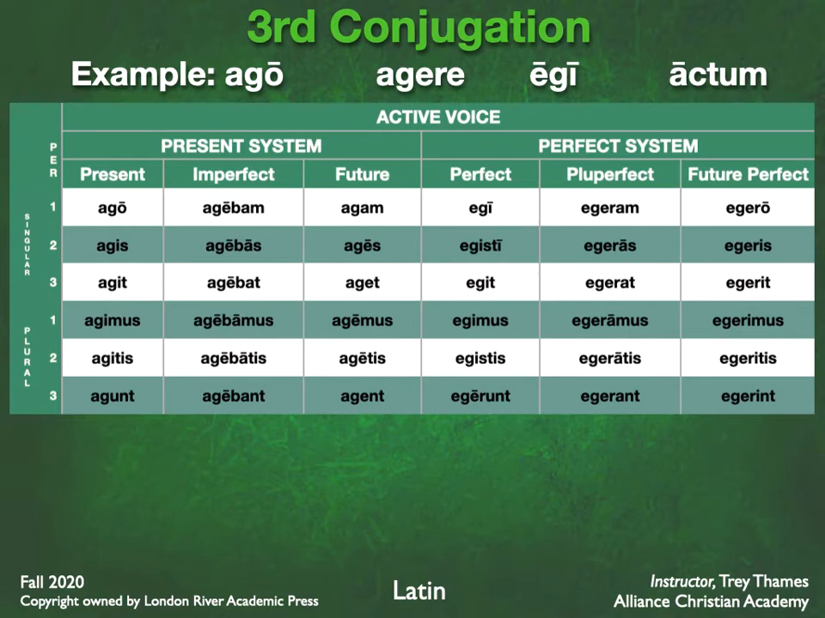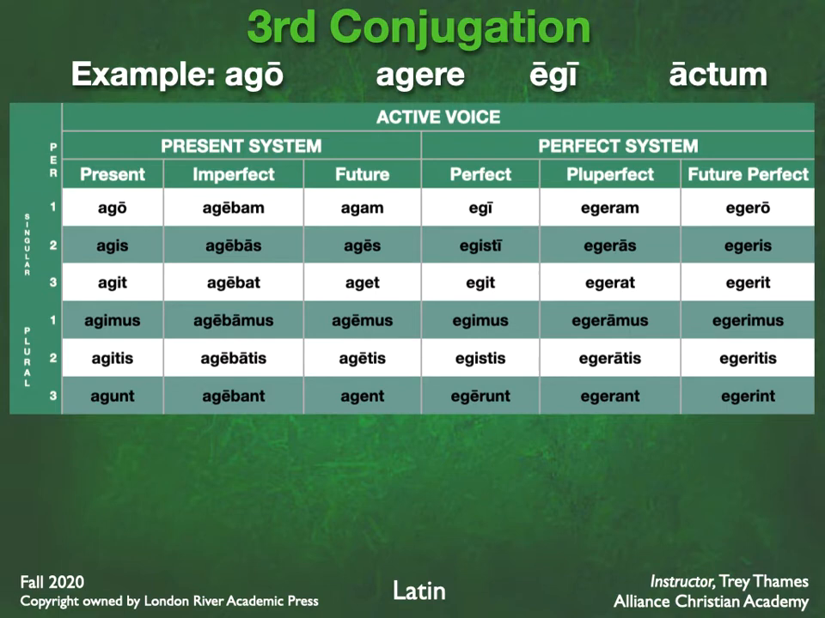But that's important because fourth and third IO verbs look a lot like this, so you need to get that down. And then in the imperfect, the E shifts to a long E, but there is an E all the way across here, and you add your ba, bas, bat, bamus, batis, bant. Therefore, that gives you your agebam, agebas, agebat, agebamus, agebatis, agebant. But that one's pretty standard. That's pretty easy to remember.